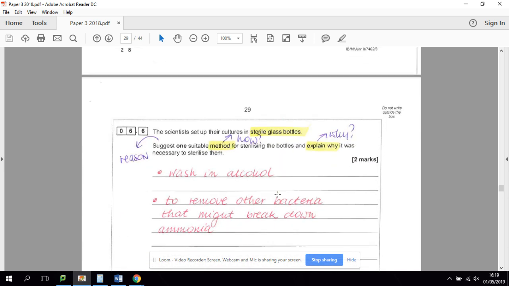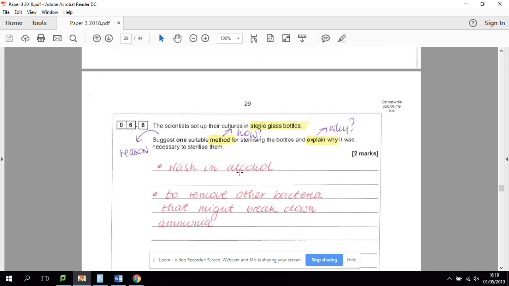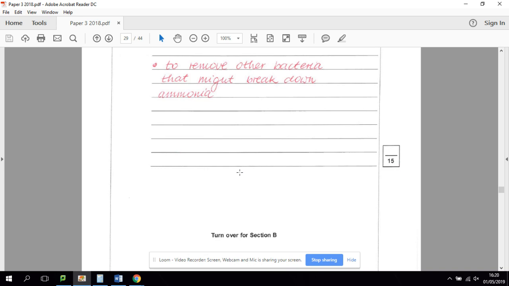Right, and here we've got that the scientists set up the cultures in sterile glass bottles. Suggest how to sterilize the bottles, and explain why it's necessary. So what's the method? For example, washing with alcohol. And why would you do so? To remove any other bacteria that might break down ammonia, because this is what the investigation was about. We were looking at the ammonia.